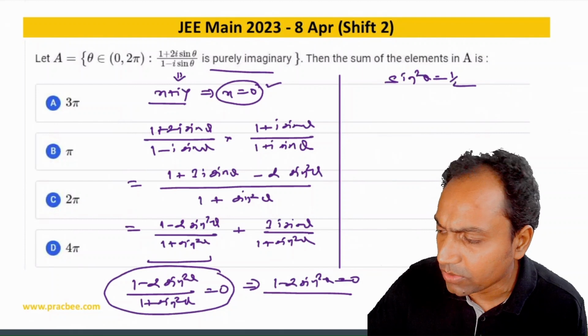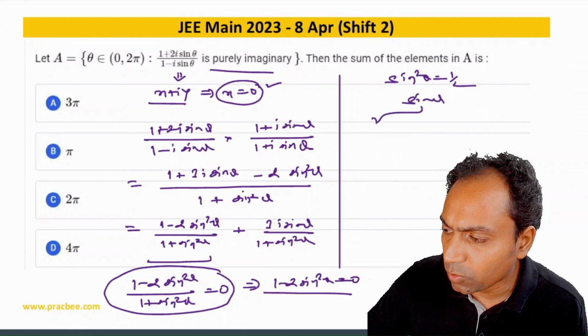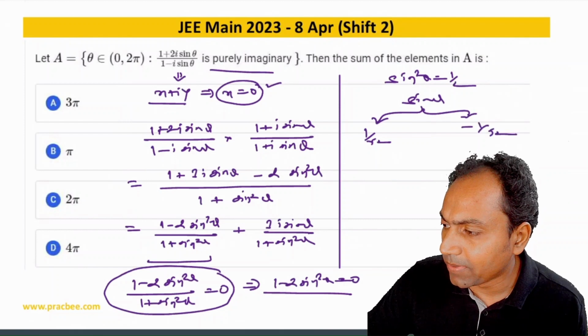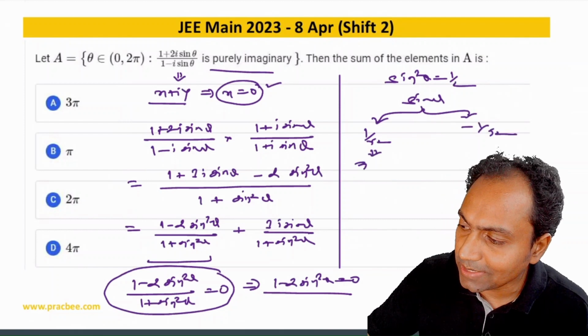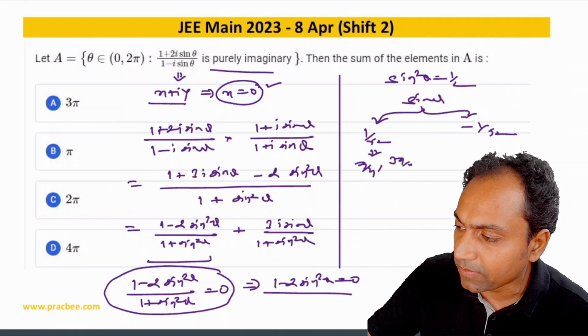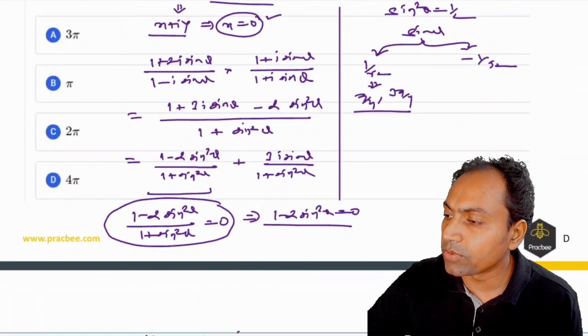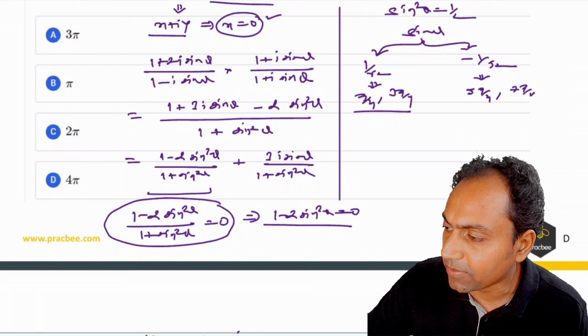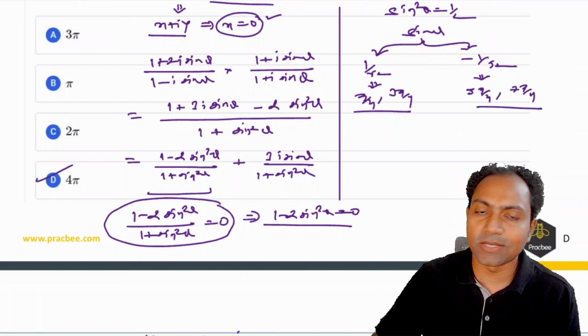This becomes 1 by 2. So sine theta can have two possible values, 1 by root 2 and minus 1 by root 2. Corresponding to the first one, the answers are pi by 4 and 3 pi by 4. And corresponding to the second one, the answers are 5 pi by 4 and 7 pi by 4. If you add them, the answer still remains 4 pi.